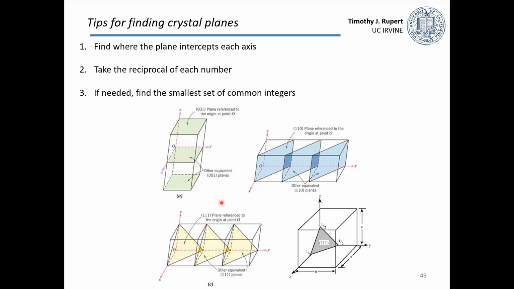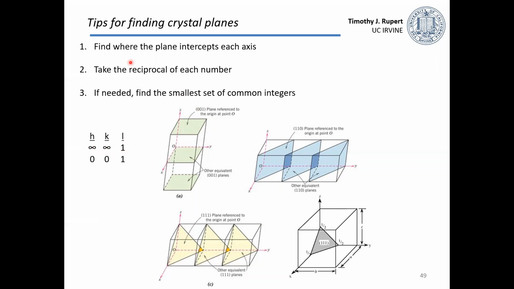So on the top left, we have this plane at the top of a cube. We ask ourselves, where does that plane intercept each axis? It doesn't intercept the x and the y axis, so we're going to say it does so at infinity. And it intercepts the z axis at 1. Okay, so we have infinity, infinity, 1.